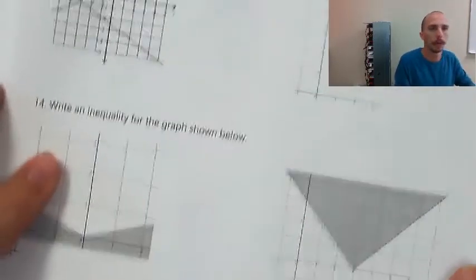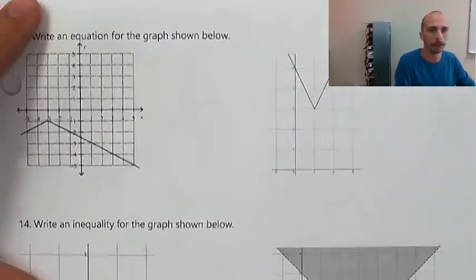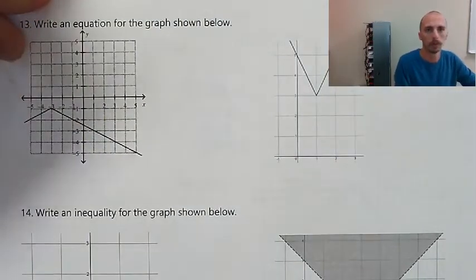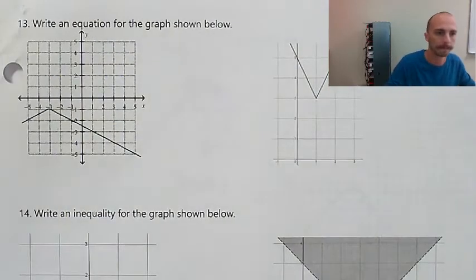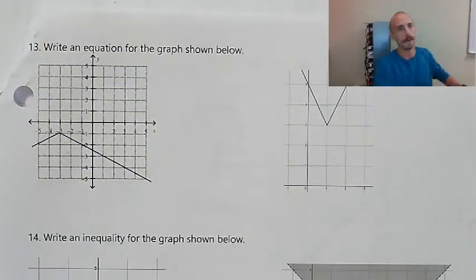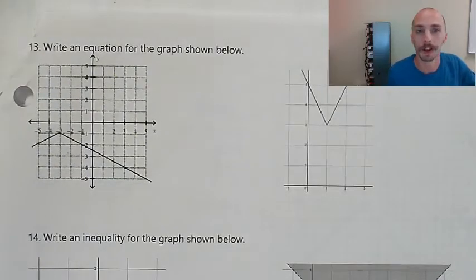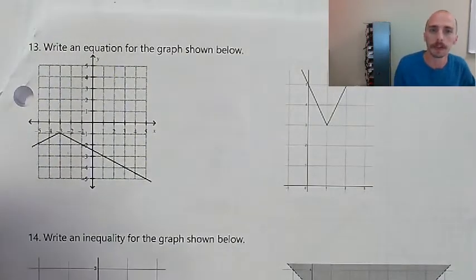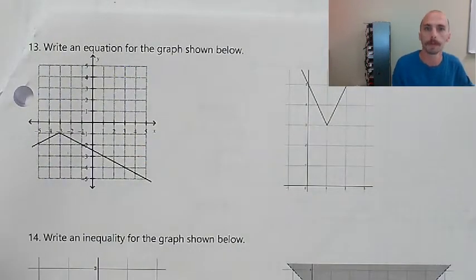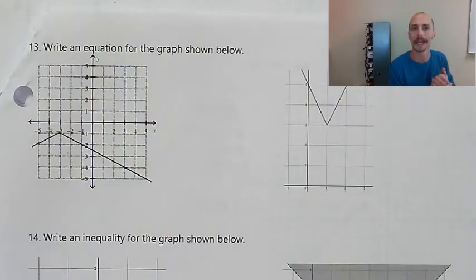All right. Now we're going to write an equation for the graph shown below. This is a little tricky for the amount of knowledge that you have right now, but I'm thinking that we can really just go off of the vertex and off of the slopes that we're seeing. And I think that should be enough to make us able to write an equation.